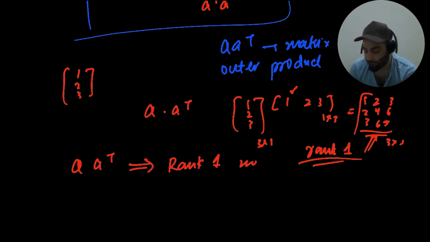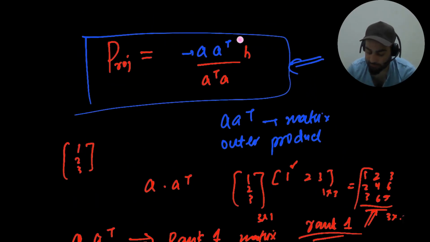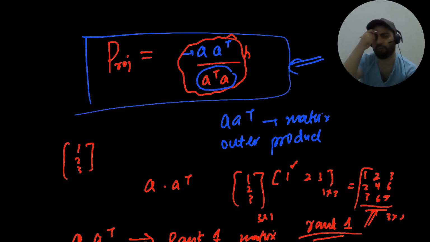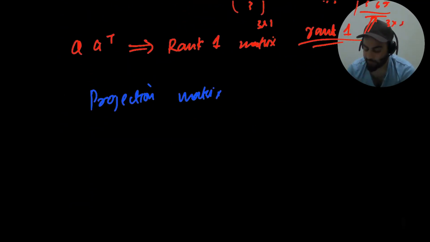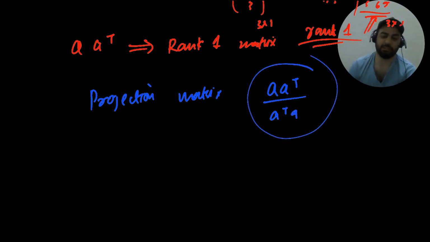Now this portion, A transpose A, is a dot product, so it will be one scalar value. On the upper side we have a matrix, and a matrix divided by a scalar is also a matrix. So we can write this projection matrix like this: A A transpose divided by A transpose A. This is our projection matrix. Is it clear?